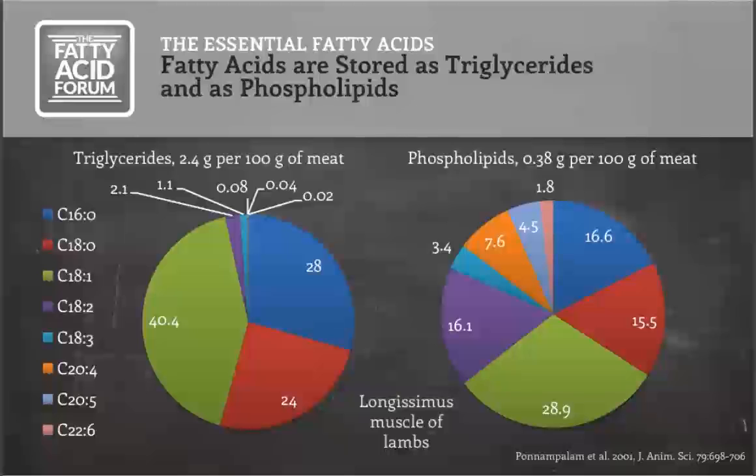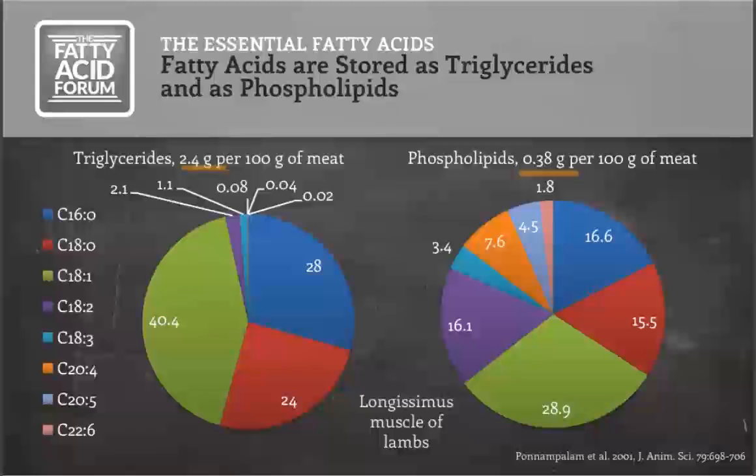Now, both triglycerides and phospholipids are found in the same tissues. For example, in the longissimus muscle of lambs, the concentration of triglyceride was 2.4%, and that of phospholipids was 0.38%, or grams per 100 grams of meat. The long-chain fatty acid profile differs between the triglyceride and the phospholipid, and these pie graphs show the proportion of each fatty acid in triglycerides and phospholipids in this muscle using the color code here on the side.